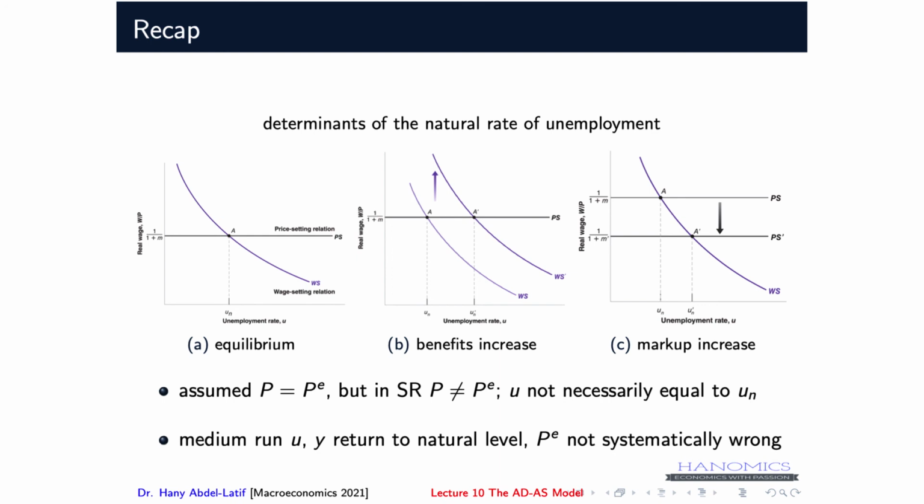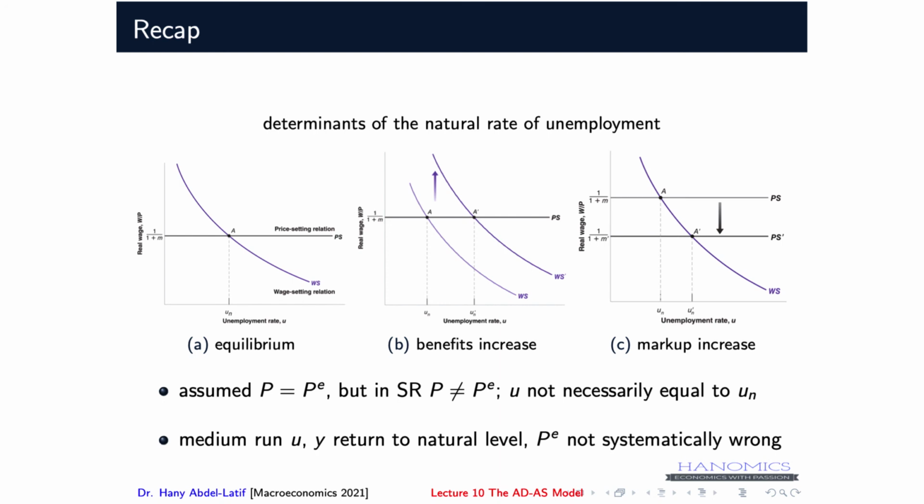So just remember, the equilibrium point, this intersection point in these three graphs, is the natural rate of unemployment, based on the assumption that the actual price level equals the expected price level. But this is not necessarily the case. That is the main issue here.